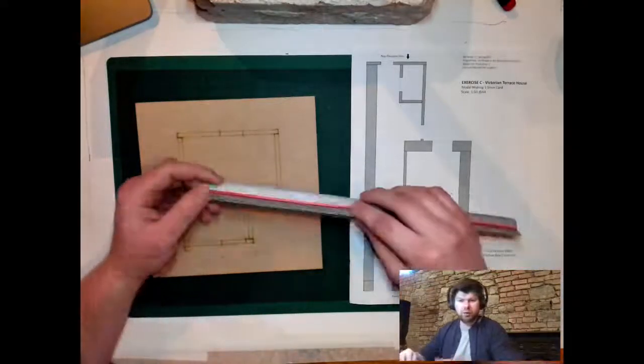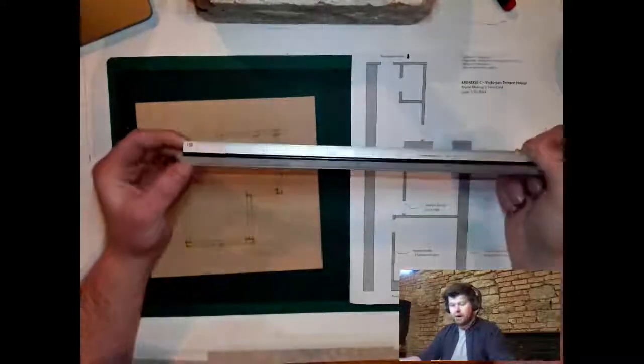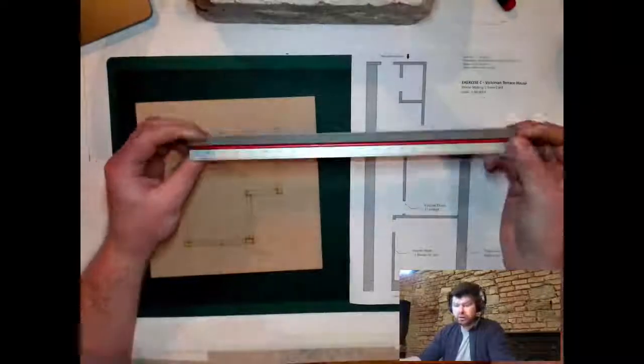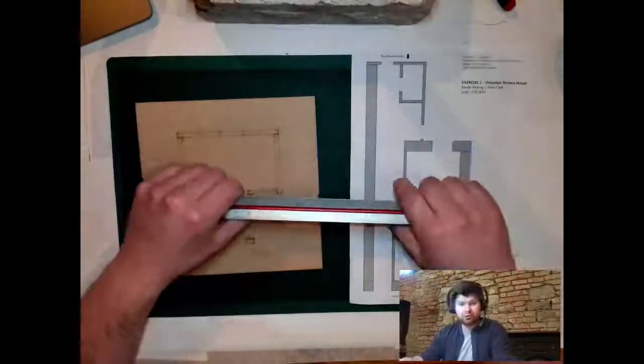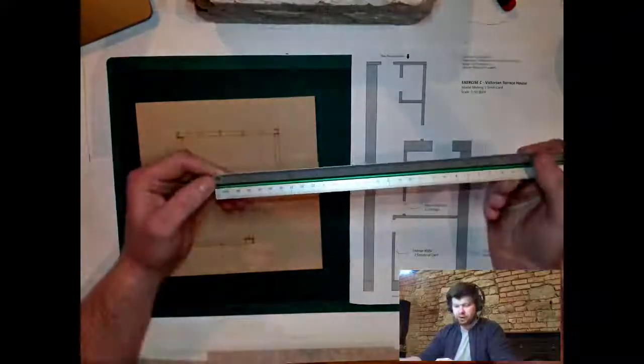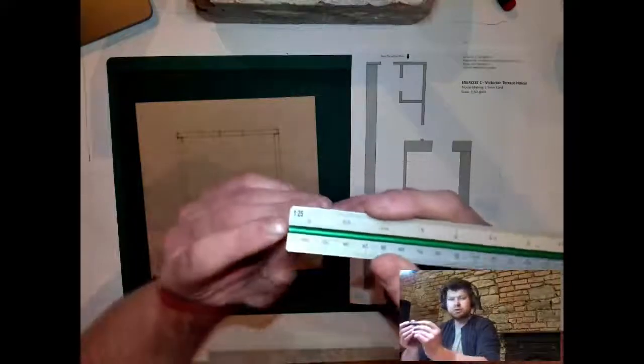So for anybody who hasn't used a scale ruler before, I'll just give a quick demonstration of how we can use it to read drawings and maybe how to draw with a scale ruler also. If you look at the end of each part of the ruler, it has the scale on it.